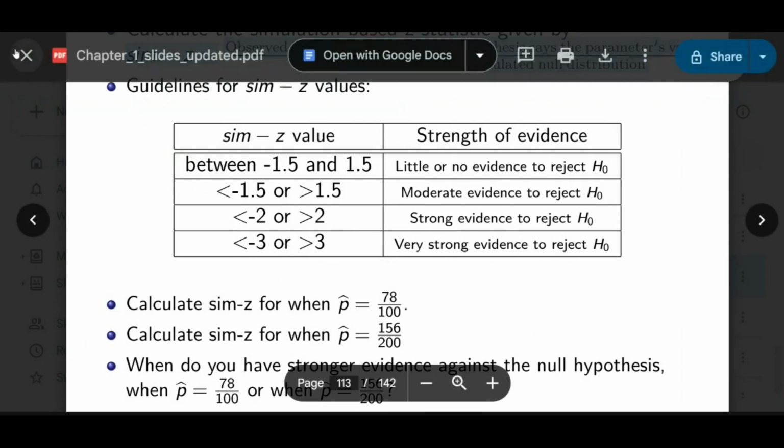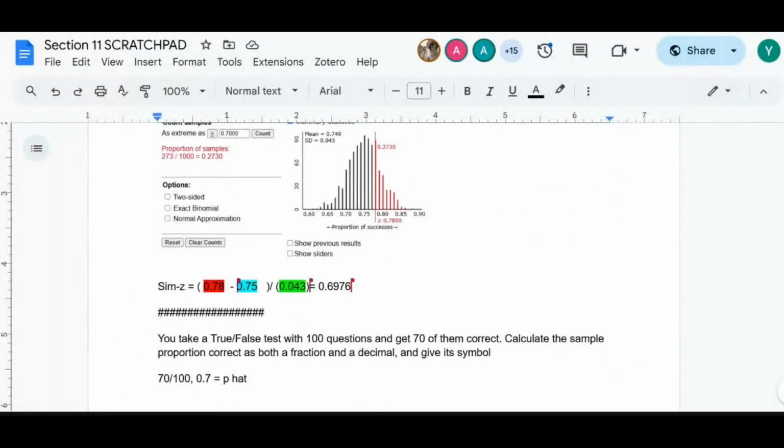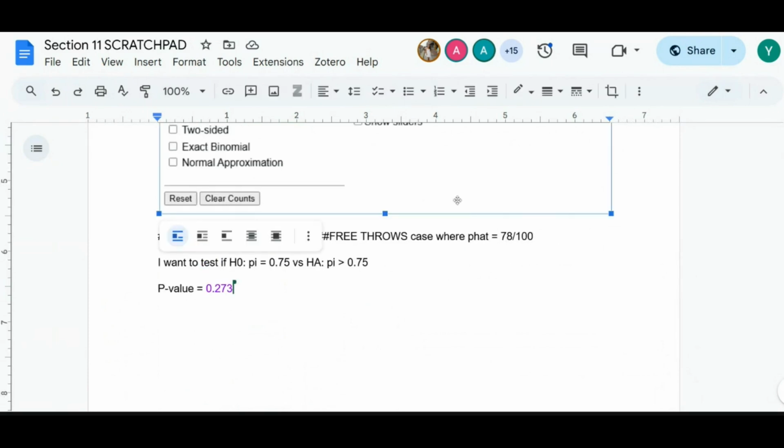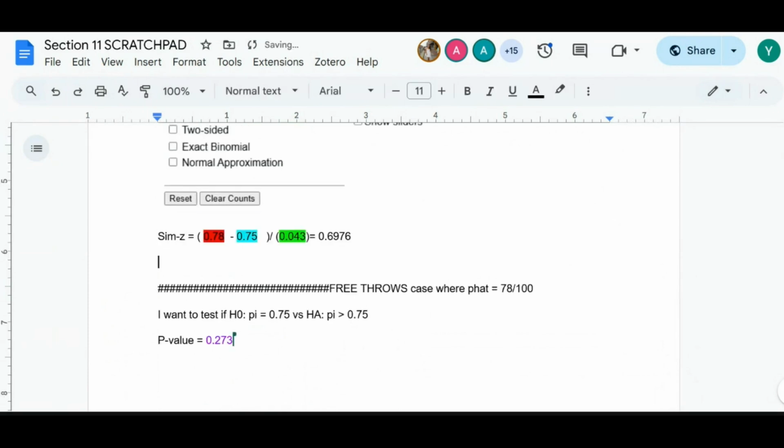Good. Let's do this quickly for another one. Can you calculate SIMZ for the second case? Let's say I did more free throws, 200 of them. Can you just change actually one thing? Because in this second free throw situation, did I also see 78%? I did. So this doesn't need to be changed. Am I testing the same thing? I am. Yeah. So the red and blue don't change, you see.